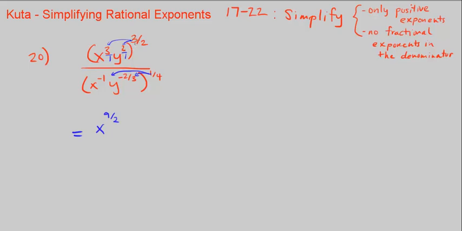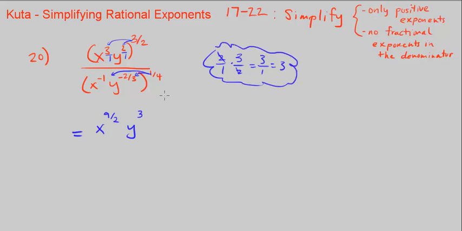3 times 2 is 6 divided by 2. 6 divided by 2 is 3. So it's y to the 3. You could also see that 2 over 1 times 3 over 2, these cancel and get 3 over 1, which is 3. Okay, here's a bubble work.